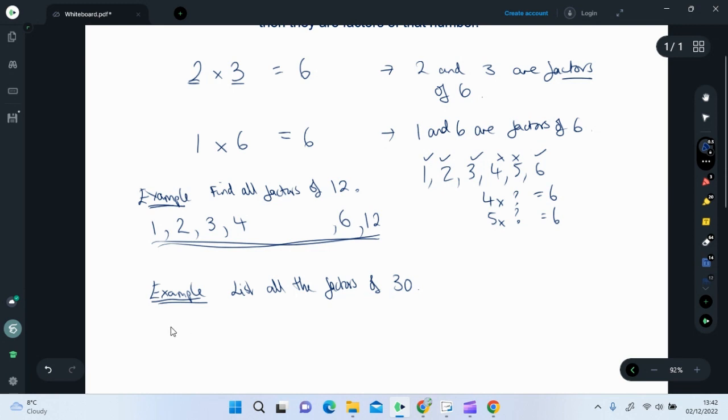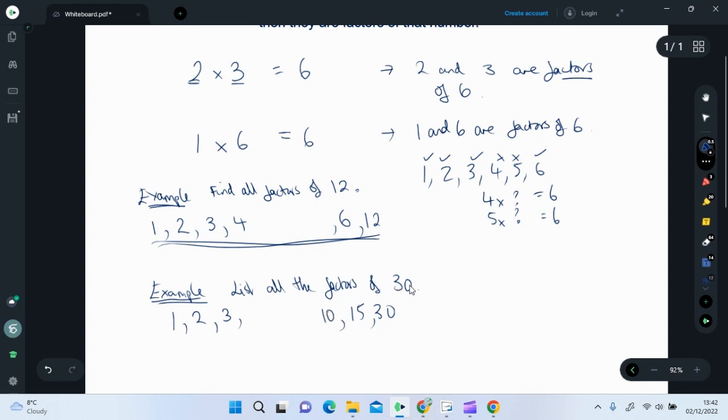All the factors of 30 then, let's talk it through. So we're definitely going to have 1 and 30. Does 2 go into 30? 30 is even, so yes, 2 goes in exactly 15 times. What about 3? Well, 3 times 10 is 30. So 3 and 10 get written down.